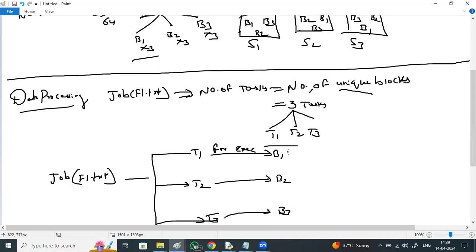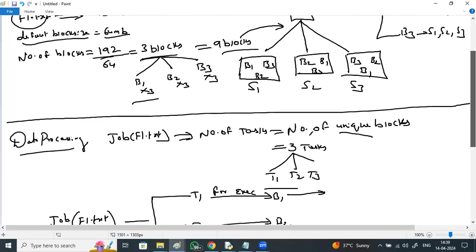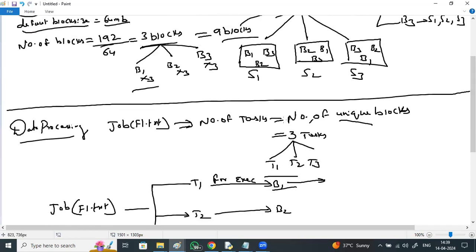Now try to answer who should execute the T1 task here. In the previous examples, B1 was present in S1 only, so S1 only should execute. But now B1 is present in S1, S2, S3. All these 3 slaves are eligible, right? S1 can execute T1, S2 can execute T1, S3 can execute T1. But which one is selected among these 3? What is the criteria followed in assigning the task to a particular slave?